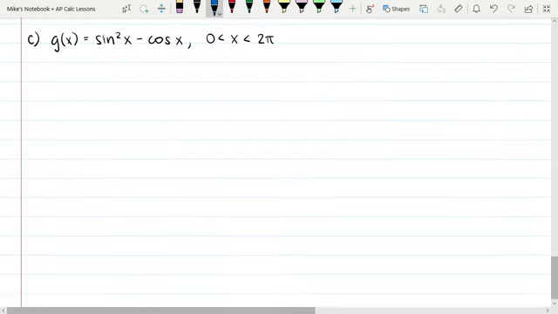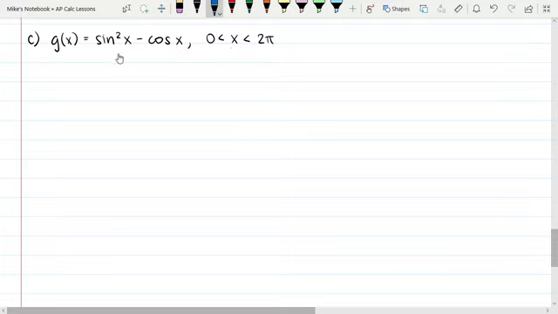All right, one more example of this particular topic. So we have g of x equals sine squared of x minus cosine of x, but this time we're on the interval from 0 to 2 pi. Now remember, this is not necessarily the domain. This is just telling us on what restricted interval we're analyzing this function. So I still need to consider the domain.